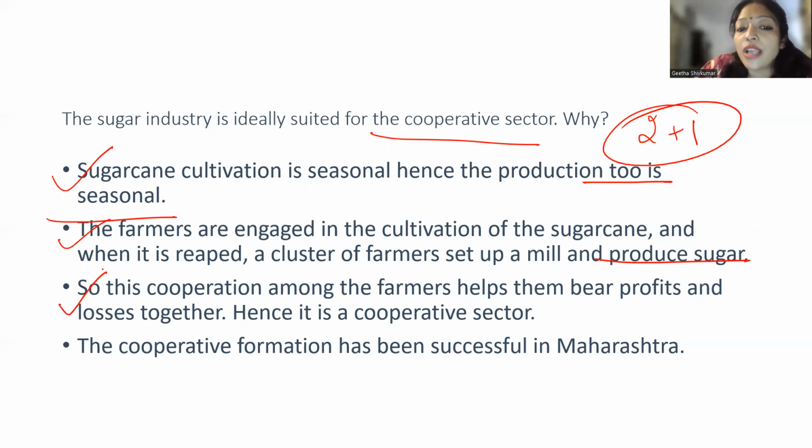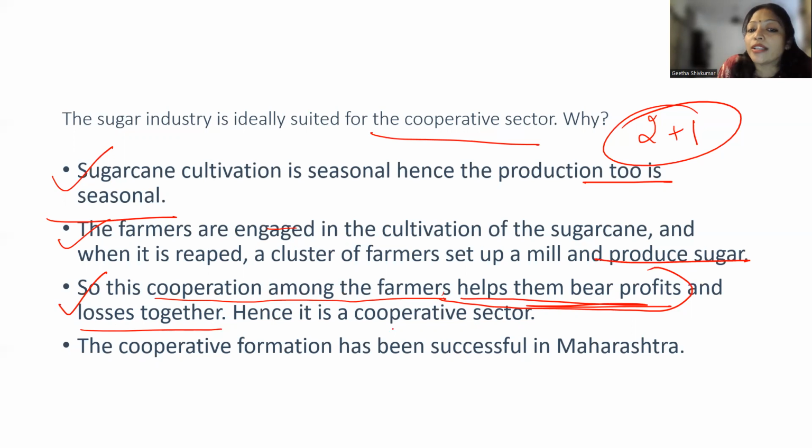So this cooperation among the farmers helps them to bear the profit and losses together, since it is a cooperative sector. This point is very, very important. When the farmers make a cluster, they come together. So if there is profit, they will take it together, and if there are losses, it will also be together. So this makes them come under the cooperative sector. Very important point, and you need to mention it.